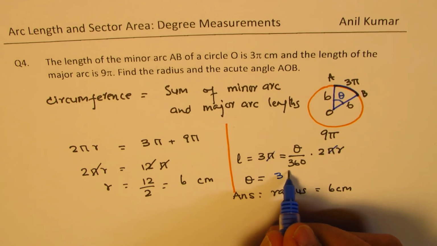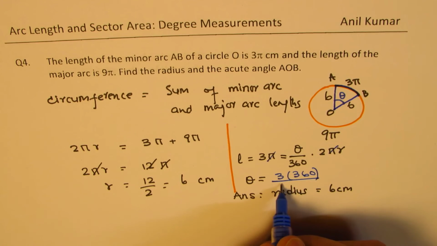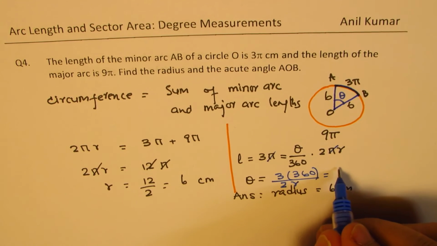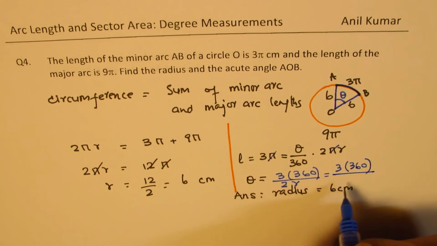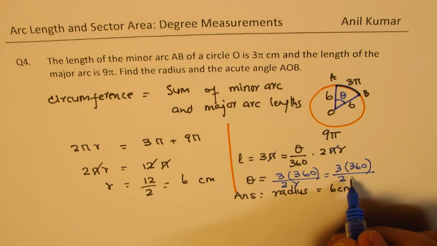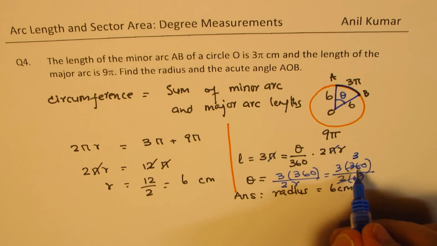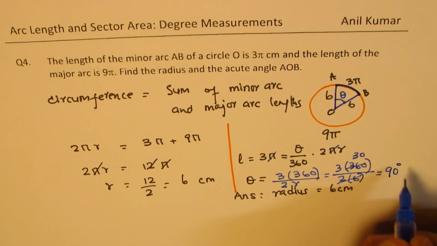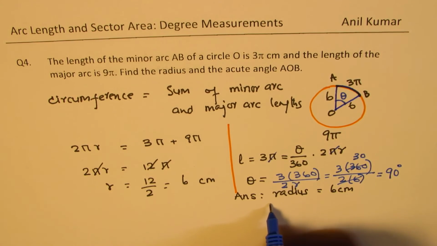So theta is equal to 3 times 360 divided by 2 times r, and r is 6, right? So it is 3 times 360 divided by 2 times 6, which is 12, right? So it goes 3 times 30. And so we get theta as 90 degrees. Perfect.